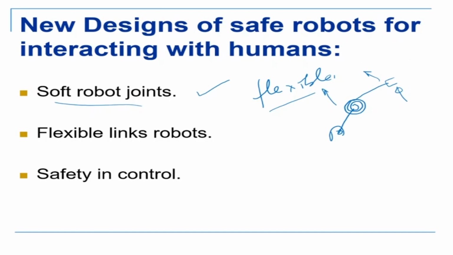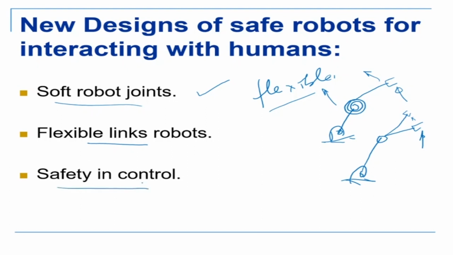in application with humans. Now, the second one is flexible link robots. So make links of the robots which are flexible, for example, like this. Okay, so we have links which are flexible. If it were to hit, it can simply bend like that. So this is a flexible link robot. These are ways of taking care of impact force and interaction with humans.